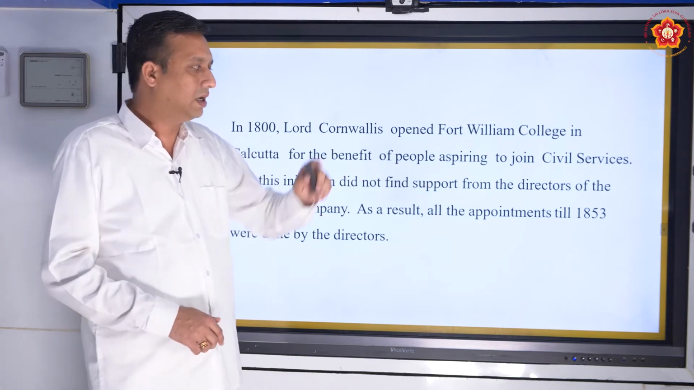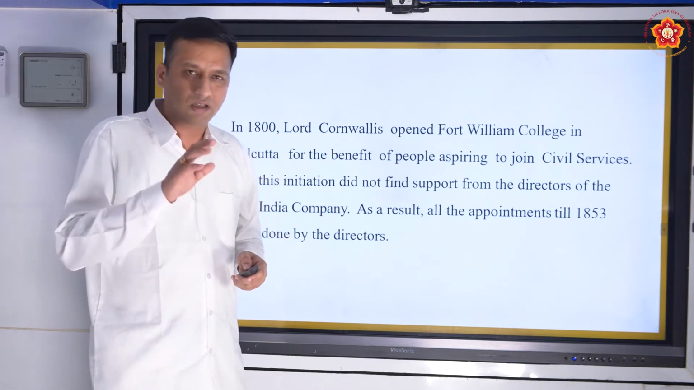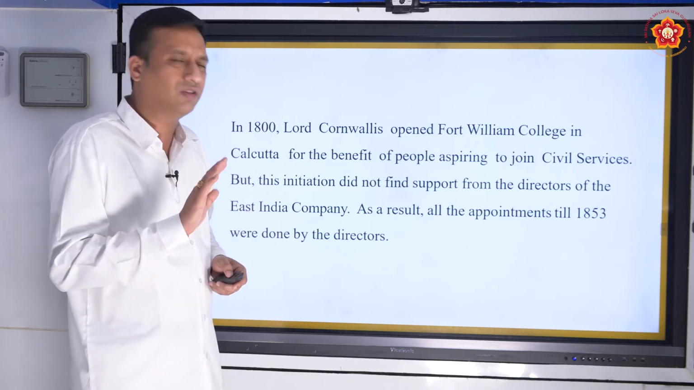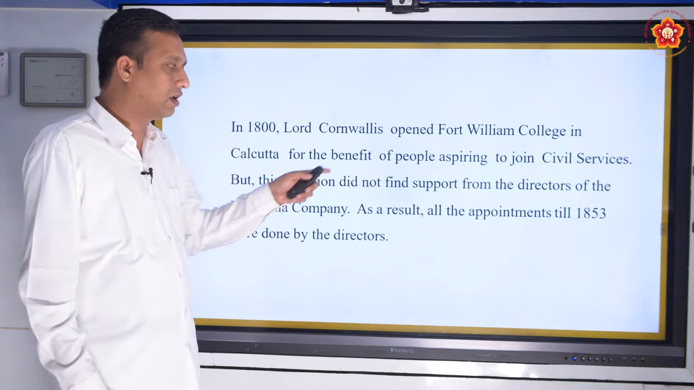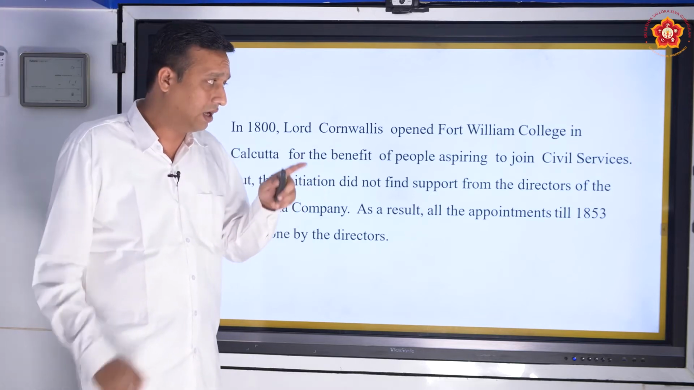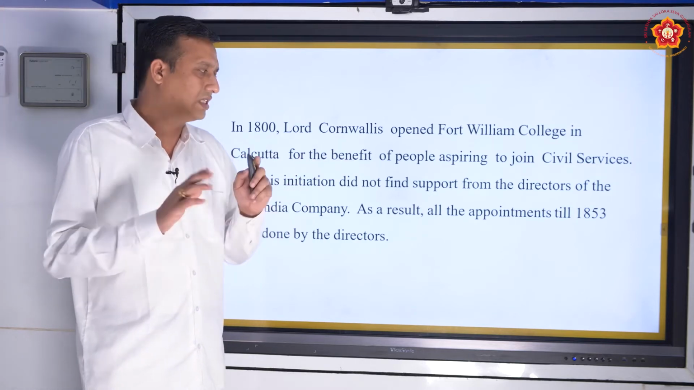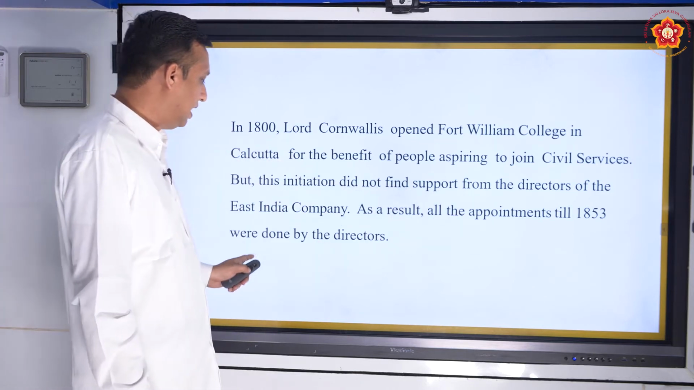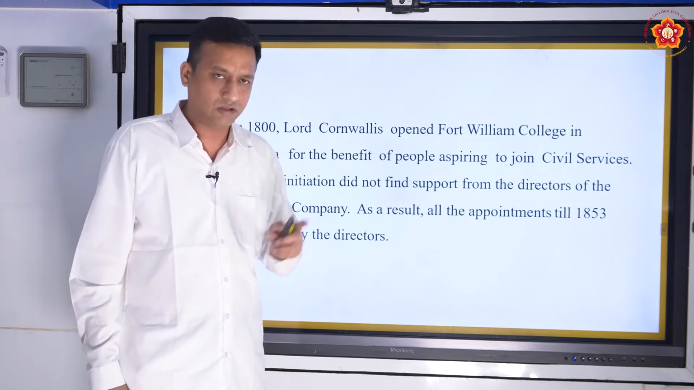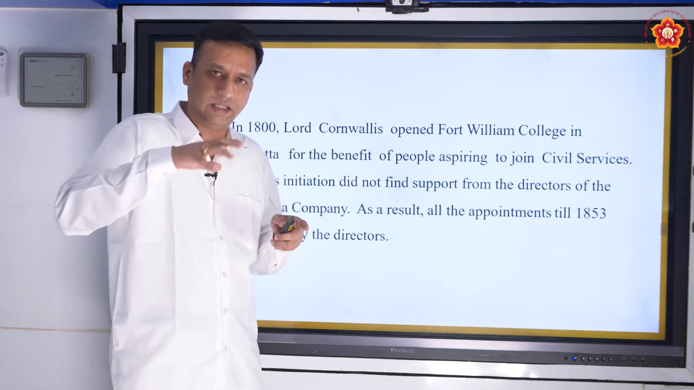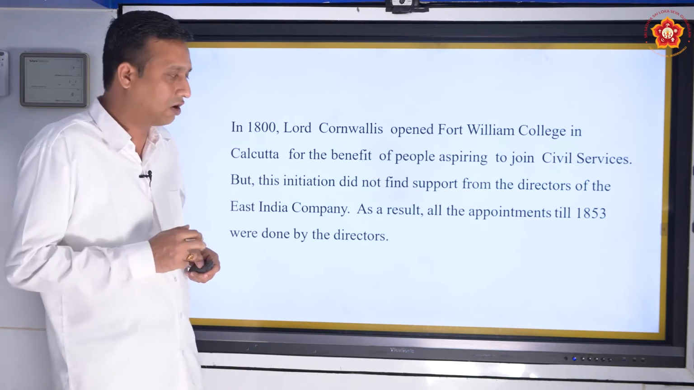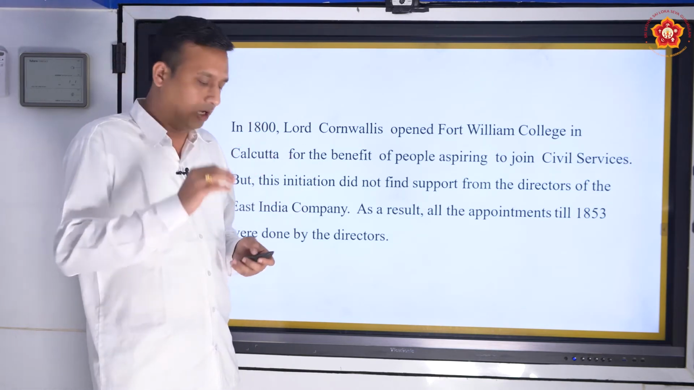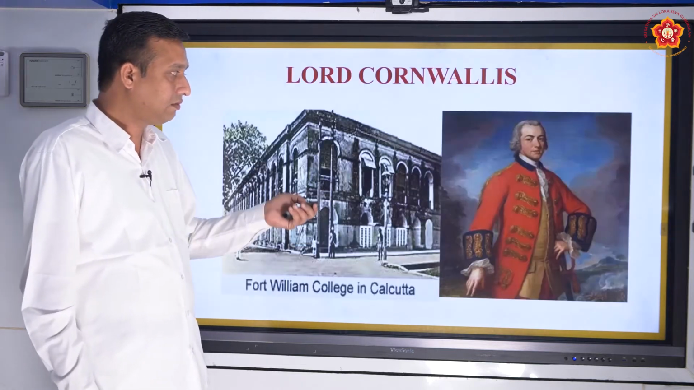So the directors were not much supportive, because they thought if it comes under the Queen, then our profits will go. So they were not much supportive of Lord Cornwallis' plan of establishing this college and civil service. It went on. As a result, all the appointments till 1853 were done by the directors. So all the directors of the company, who are the main in charge, they are called directors.